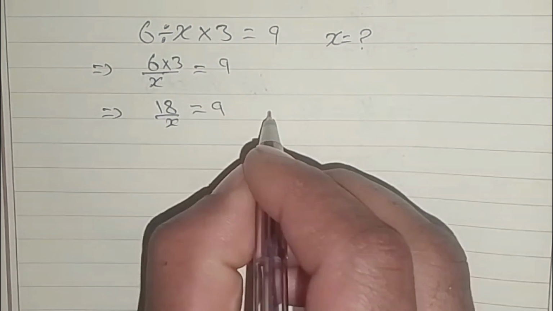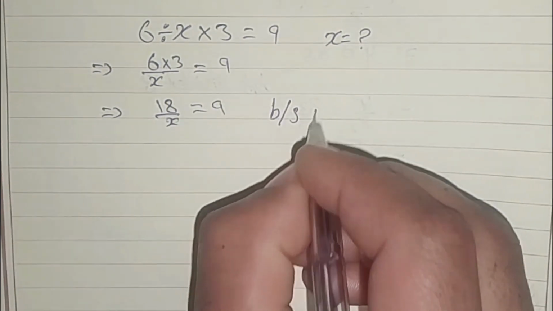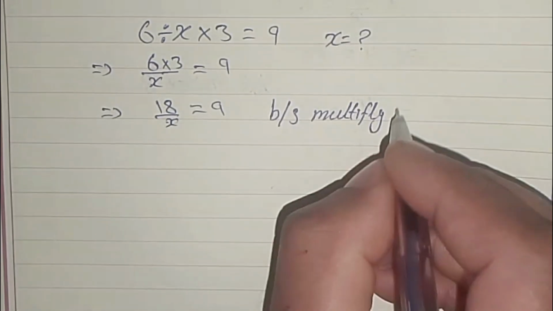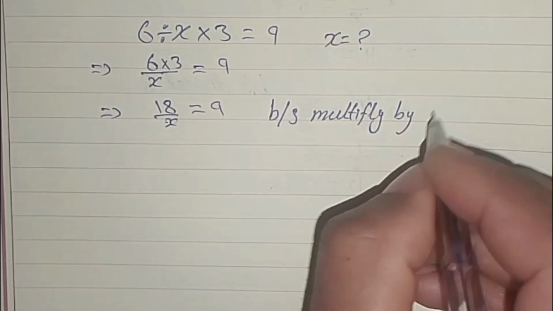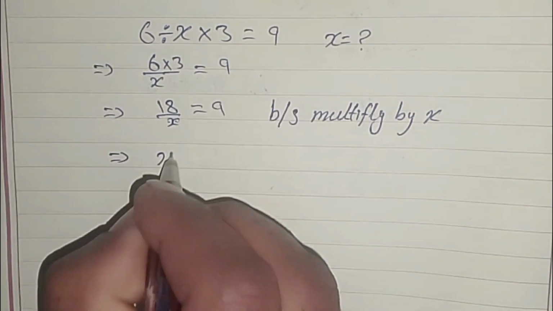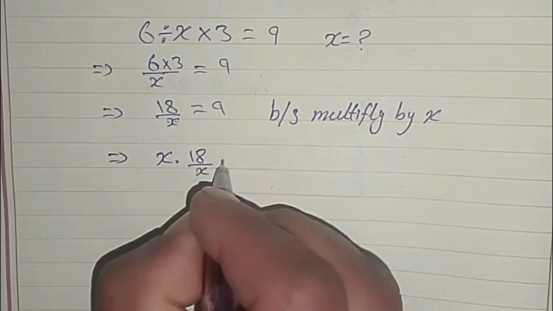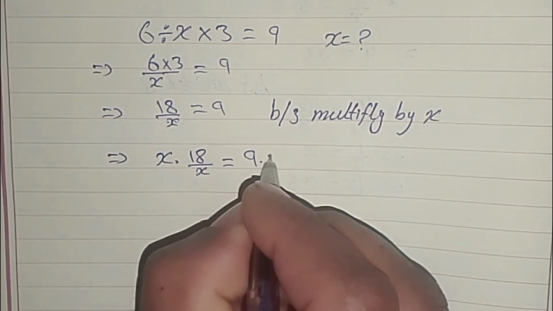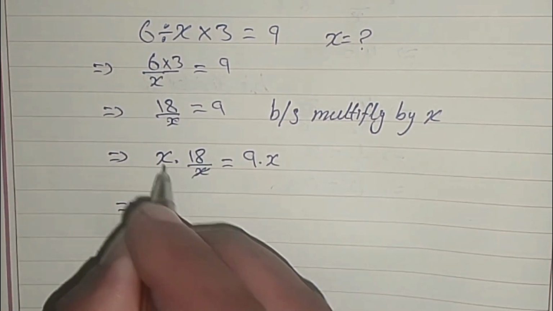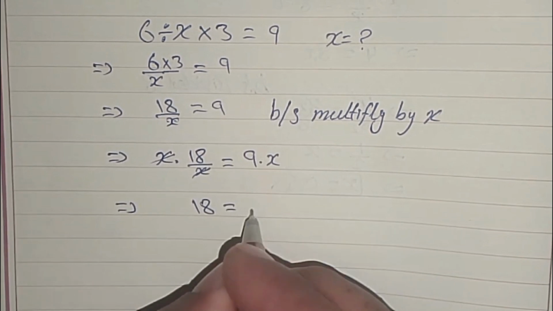Now on both sides we multiply by x. Now the equation becomes x multiplied by 18 divided by x equals 9 multiplied by x. So this x cancels with this x, and the equation becomes 18 equals 9x.